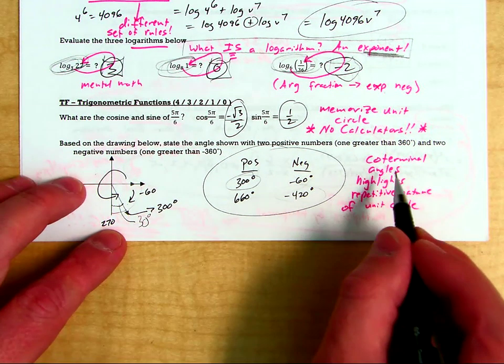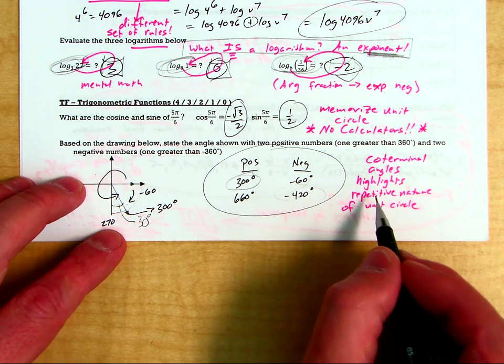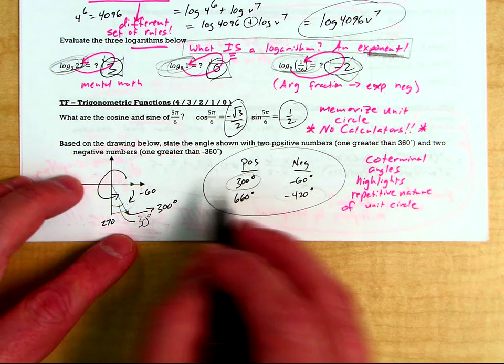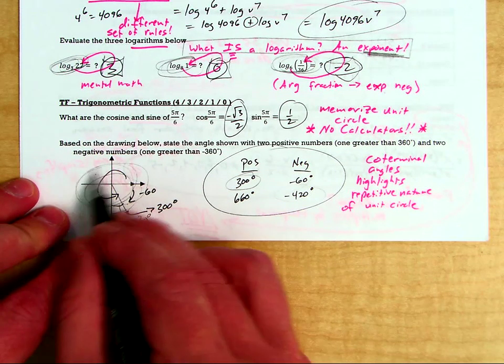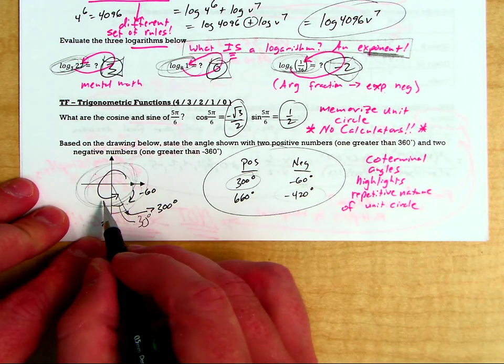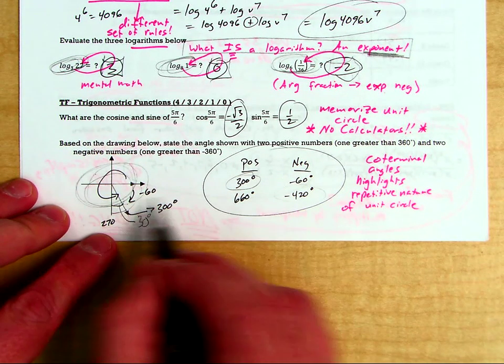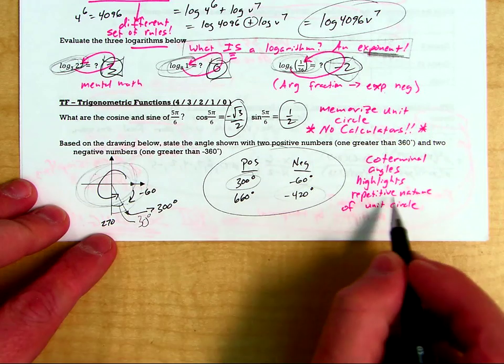Remember, coterminal angles just highlight to the students and to you the repetitive nature of going around and around the unit circle. You can name this same angle numerous ways. That highlights the repetitive nature. Turn the page.